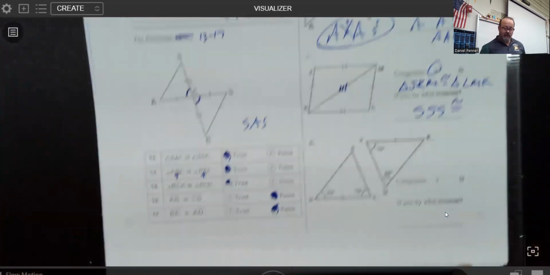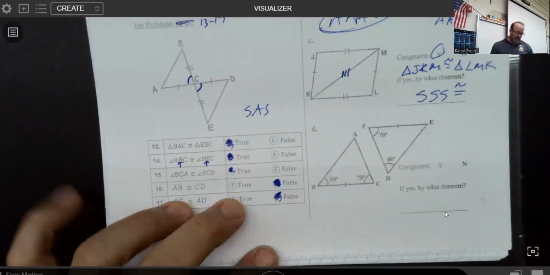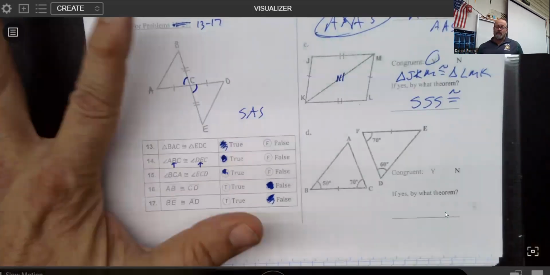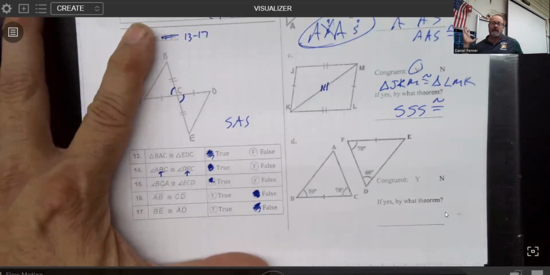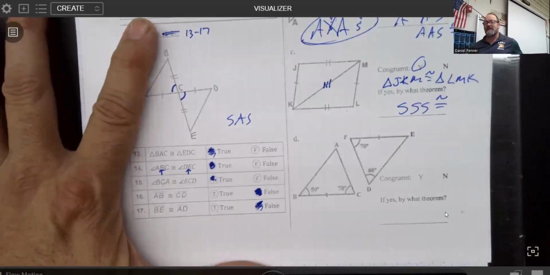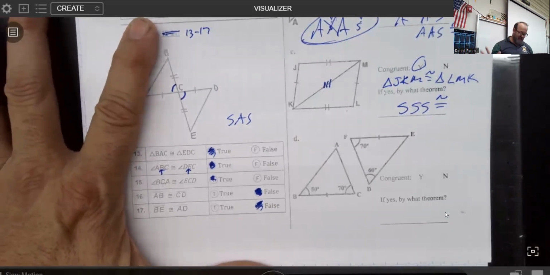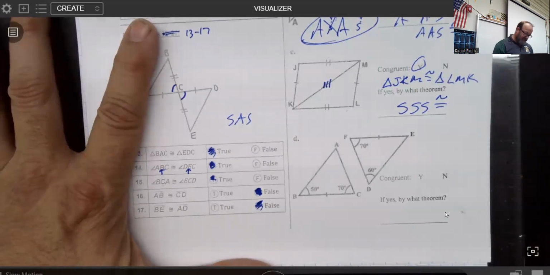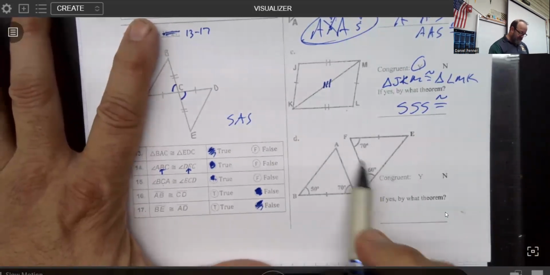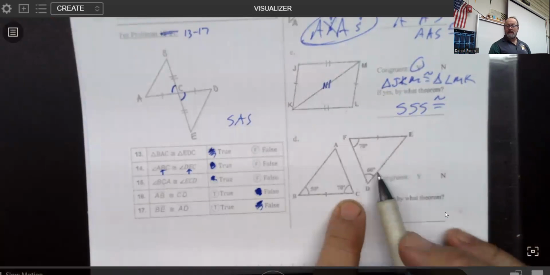Last one, letter D, last one for this page. Now, this is one of those problems that when we first looked at it, we were looking for a good example of one that actually failed, and we grabbed it and then went, hold on a second, that's actually true. Notice the 50 and the 70, these don't match. The 70s match, but the 60 and the 50 don't match.